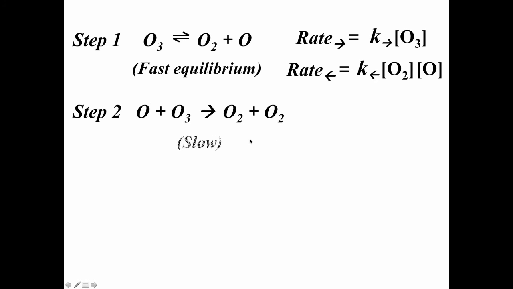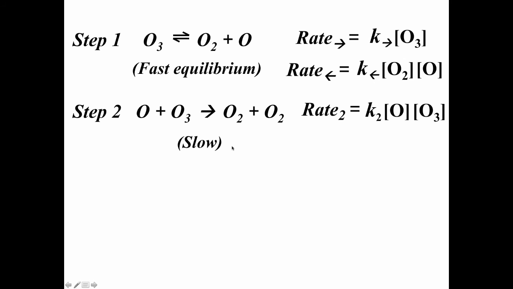And then the second step in our proposed mechanism, which is proposed as a slow step, is that the O produced in reaction 1 reacts with the other O3 to make O2 and O2. For the second step, we'll call that rate sub 2, and that is equal to k2 times [O] times [O3]. And again, we can predict the form of the rate law directly only because it's a step.